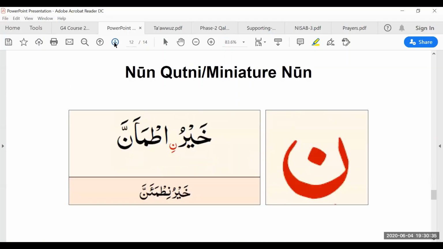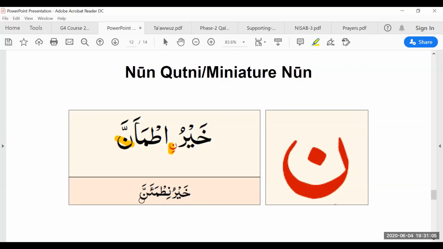Jazakumullah. Now we are going to move on to the second part of the lesson, which is miniature noon. It looks exactly the same as we can see here, but it's just written in small subtext, and it's written between two words. As we can see here in the shaded part, this is how we will recite it in continuation.